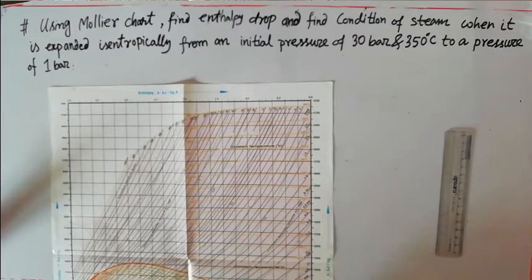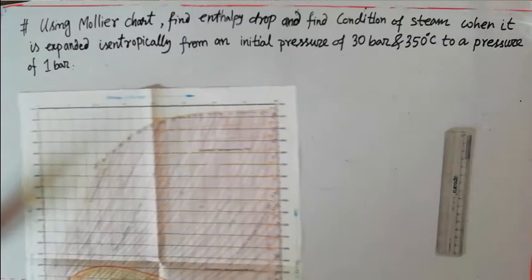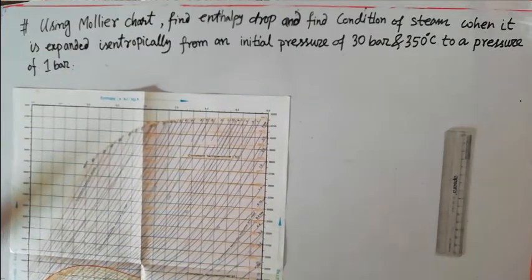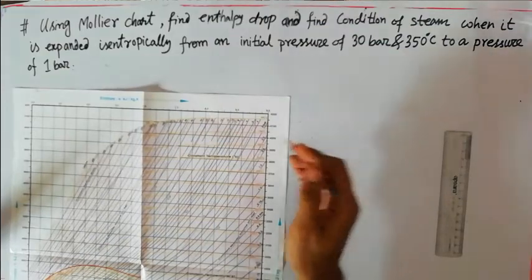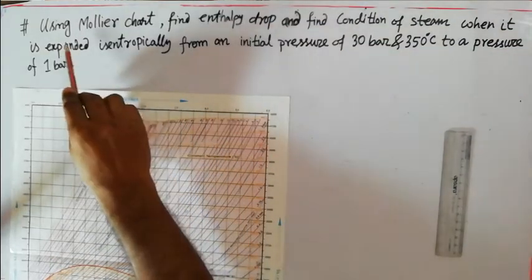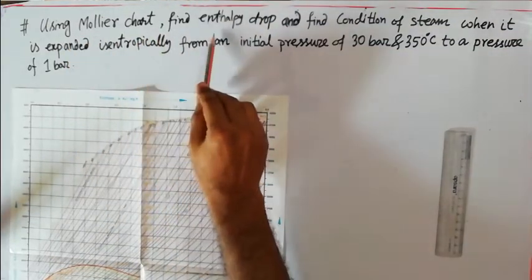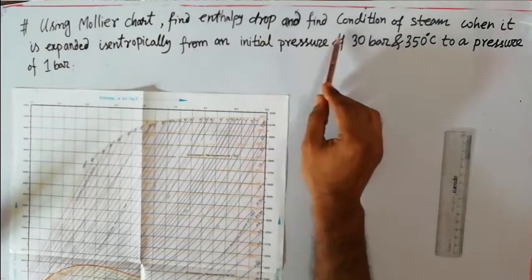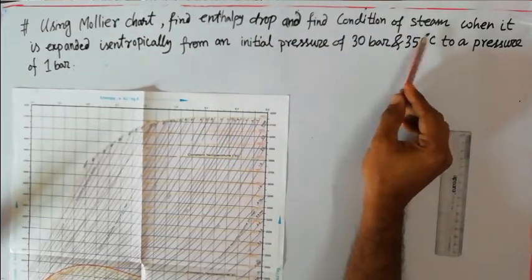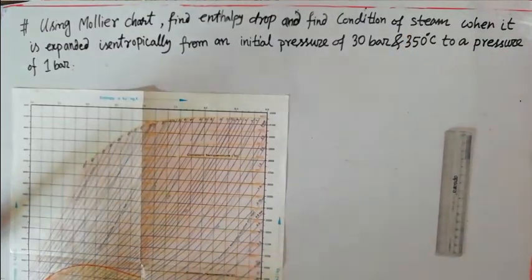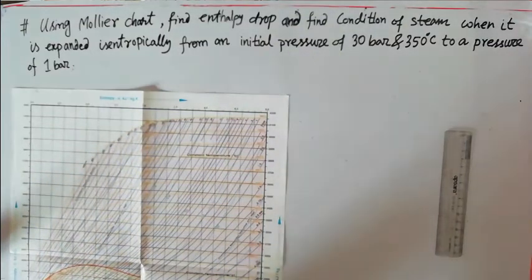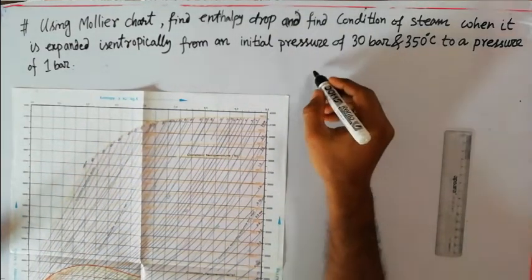Now we are going to solve some numericals based on the steam table as well as based on the Mollier chart. First, using a Mollier chart, I am going to solve a problem. The statement is like this: using Mollier chart, find enthalpy drop and find condition of steam. Condition of steam means the dryness fraction. So whatever we are trying to find out, first summarize those things.